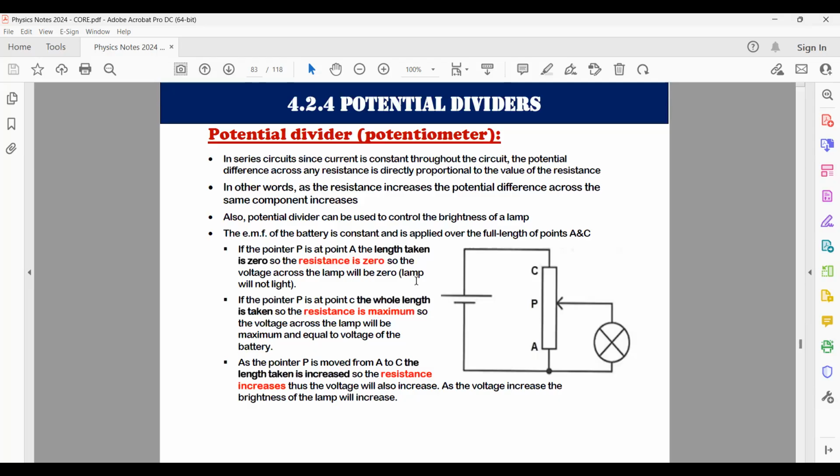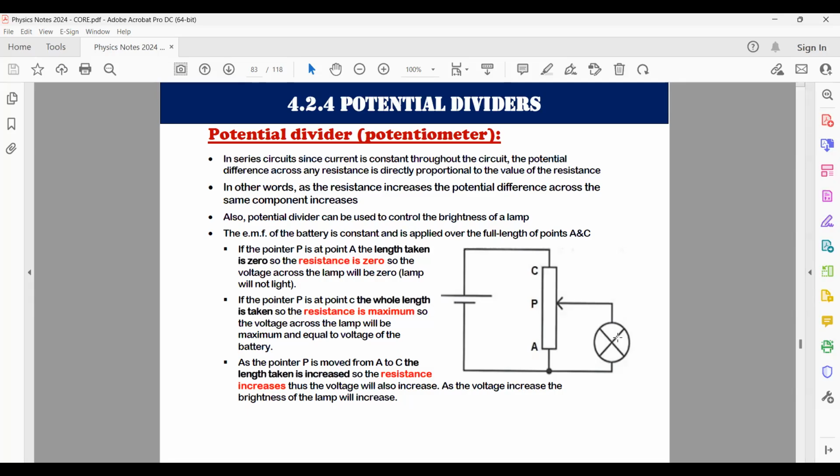Potential divider. This is similar to raising or lowering the brightness of your screen on the phone. If you want to raise the brightness, you push the pointer up. If you want to lower the brightness, you push the pointer down. If I push the pointer up, I'm increasing the length from A till P. If the length increases, resistance increases. When the resistance increases, voltage increases. So the voltage reaching the lamp will be higher, so the lamp will be brighter.